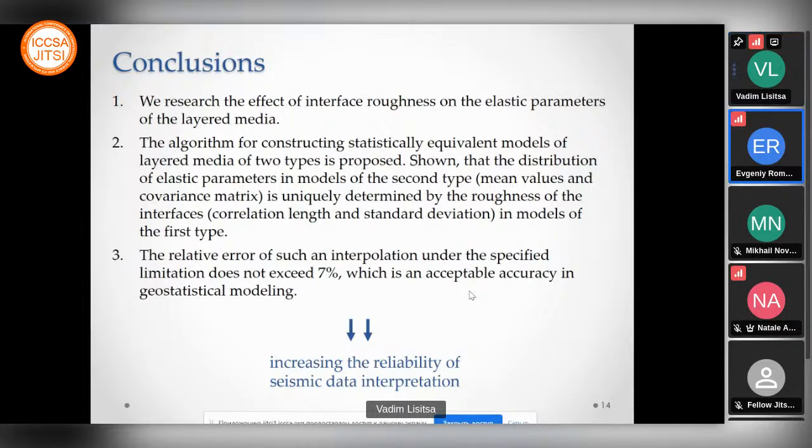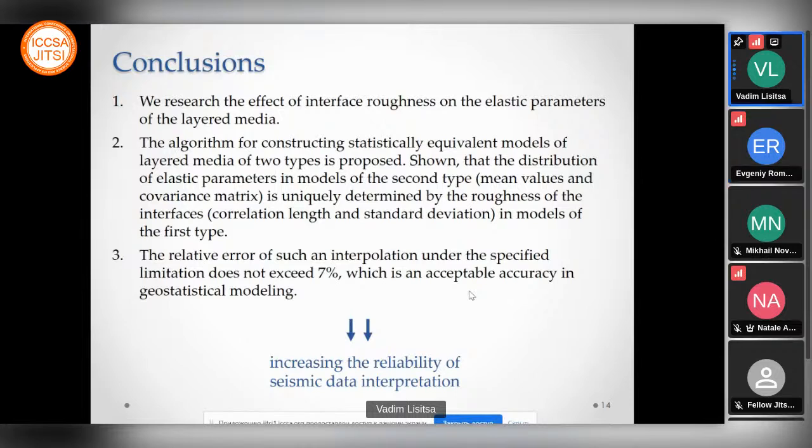I see. The thicker the layer, the weaker the entire model will be. Of course, if we've got more rough interface, the properties are gonna change more rapidly. Okay. And what is the difference between ideal layer structure and rough, the difference in value of elastic modulus in percents?